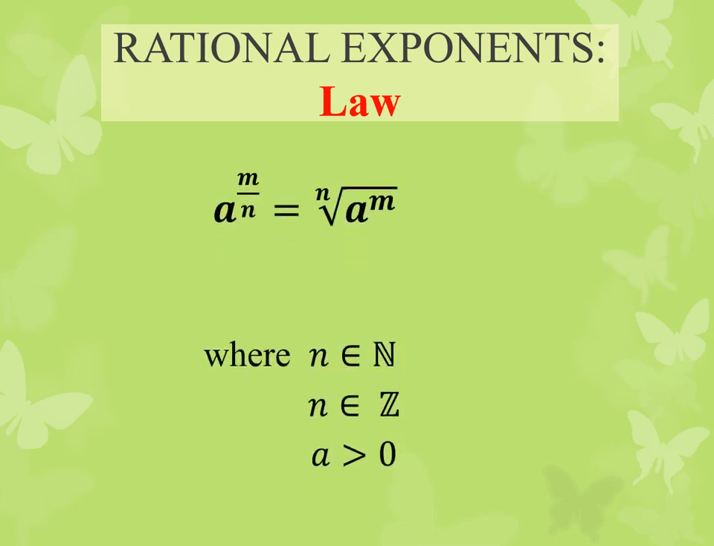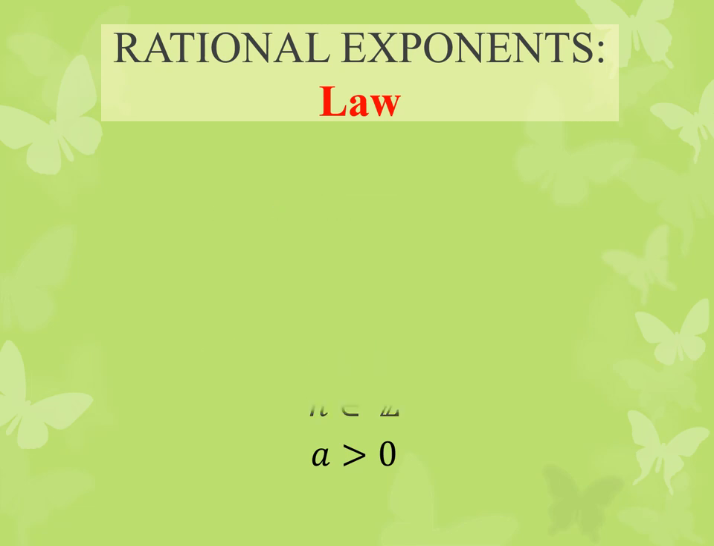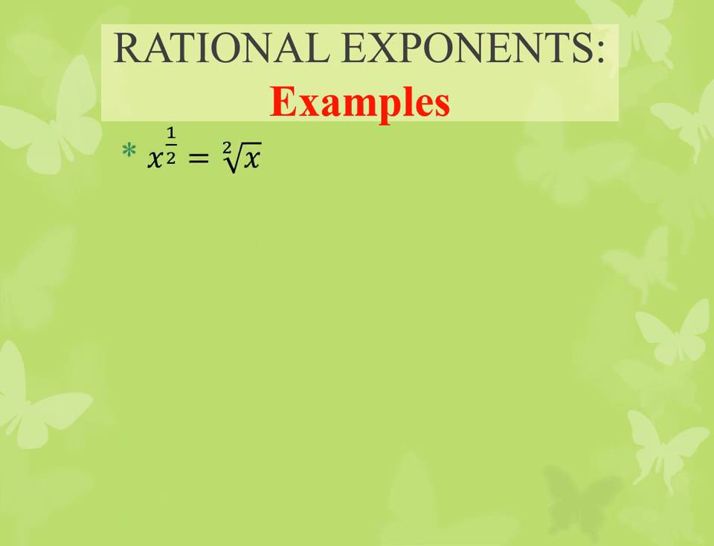It is also important to understand the rational law of exponents, or the rational exponents rather, where you have a exponent m over n is the same as the nth root of a exponent m, where the n is an element of natural numbers and the m is an element of integers, and the a is greater than 1, meaning it's positive.